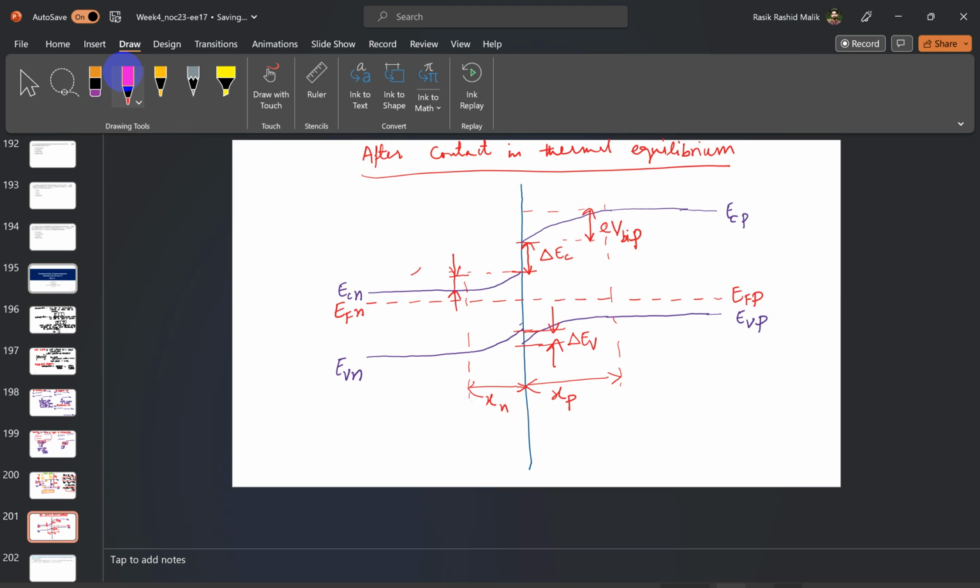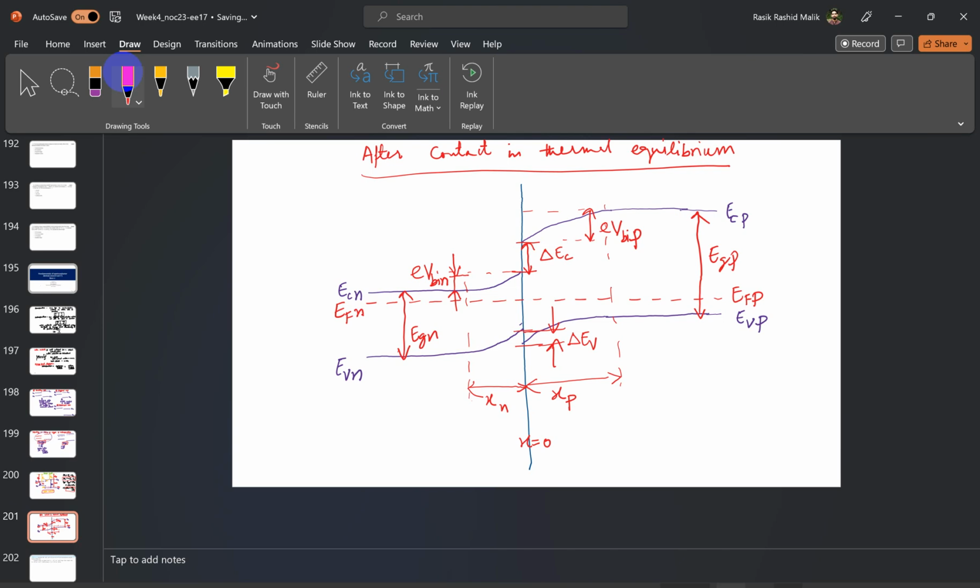Okay, so I will write it as EVBIN. Okay, and the rest is same. We have this energy band gap EG on the capital P side, and we have EG on the narrower band gap side, and this is the position of x equal to 0 where the junction is formed.